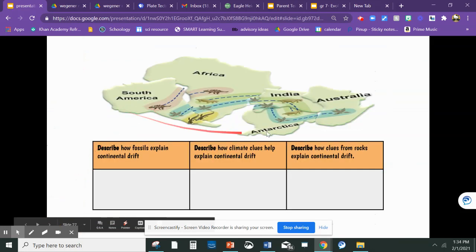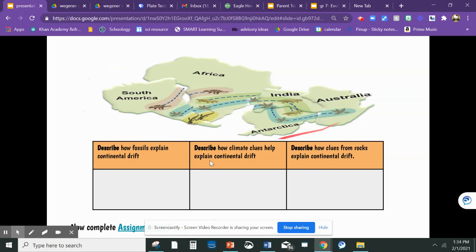Then digging down a little deeper, a really nice visual of the occurrence of some different fossils. How do fossils help explain continental drift? How about climate clues? And then finally, rocks. Last thing you'll have to do is complete assignment number 30.